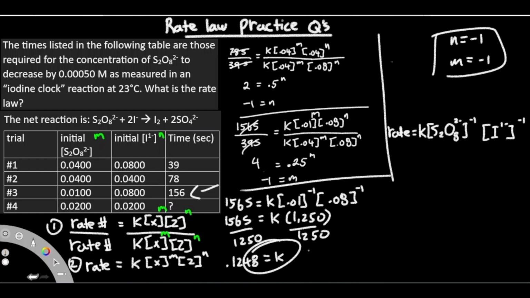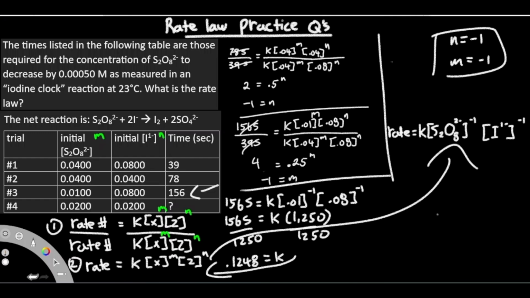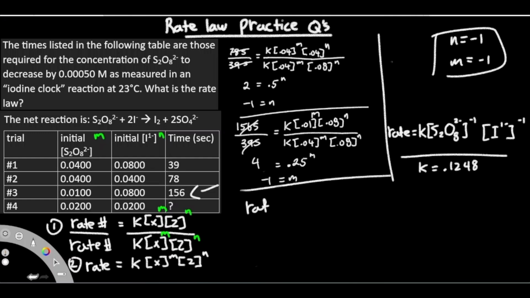Okay, so now that we found that, we have to eventually put this back into our rate law formula. So that's this one over here. So let's put it together. Rate is equal to, now I know my K, it's going to be 0.1248. And then I have to multiply it by my first reactant over there. The reactant here, again, we're looking at trial number 4 because we're trying to find the rate for trial number 4. It's 0.02.